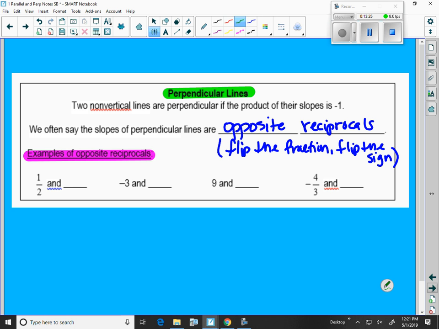Okay, what is the opposite reciprocal of 1/2? -2. Opposite reciprocal of -3? 1/3. What about 9? -1/9. And what about -4/3? Positive 3/4. Good. Flip the fraction. Flip the sign. All right, we're ready to tackle these?